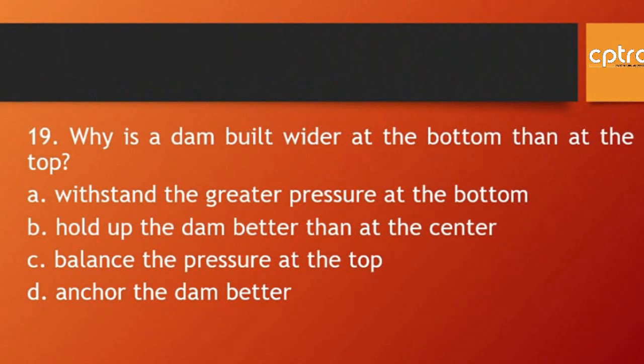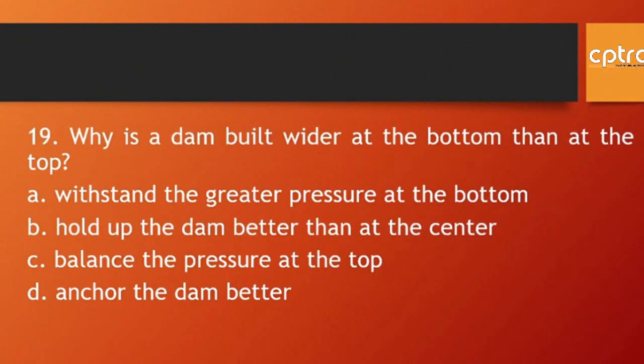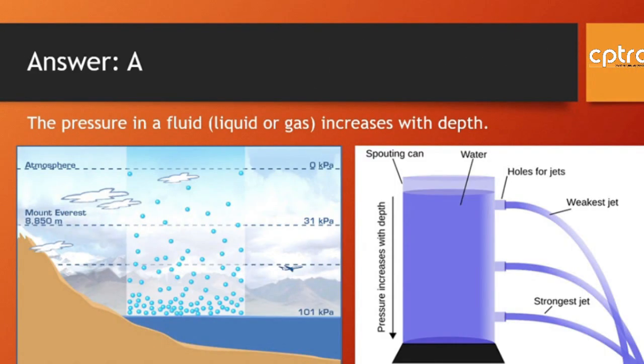19. Why is a dam built wider at the bottom than at the top? The answer is letter A, to withstand the greater pressure at the bottom. The pressure in a fluid, when you say fluid, that can be liquid or gas, increases with depth. Let's take a look at these examples.